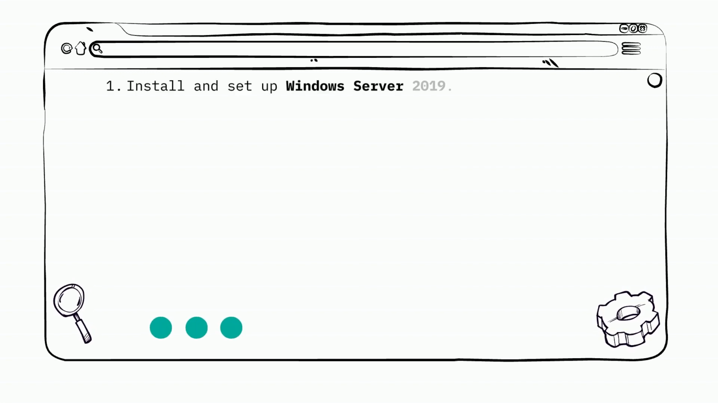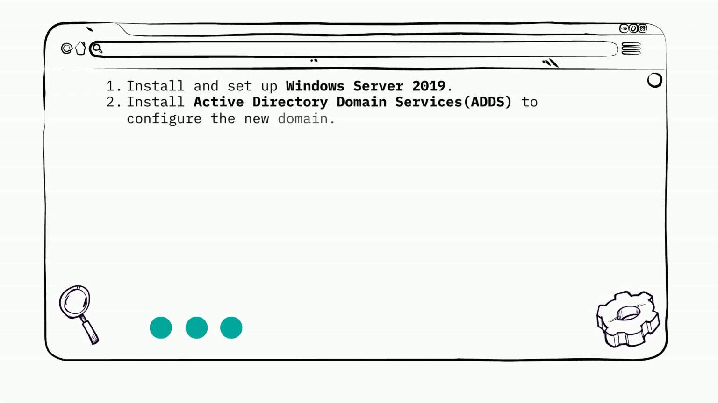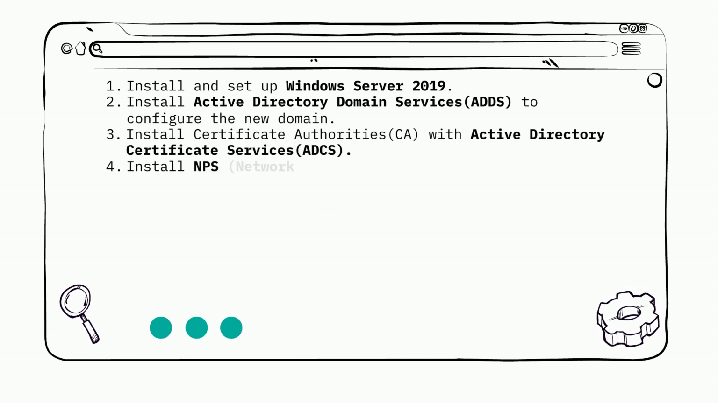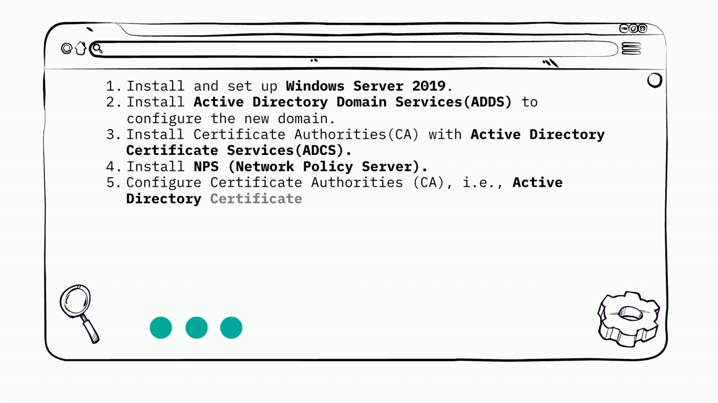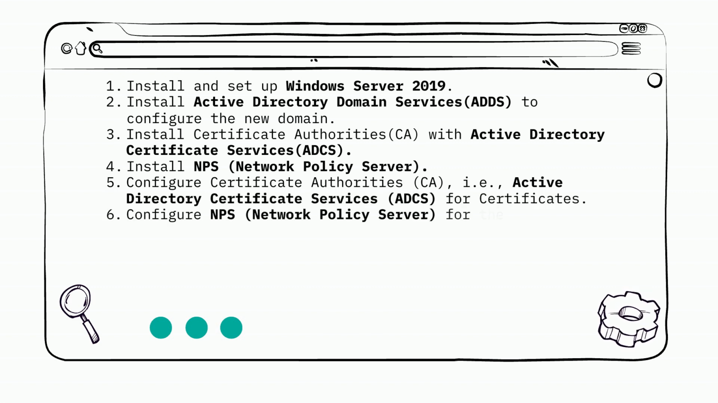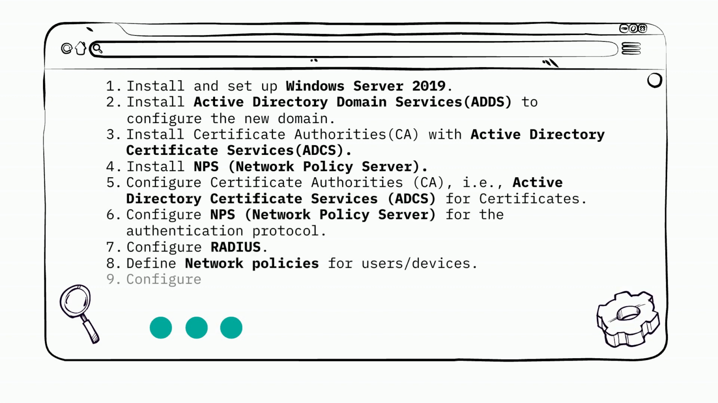Now, how to configure the RADIUS server. First, install and set up Windows Server 2019. Install Active Directory Domain Services to configure the new domain. Install Certificate Authorities with Active Directory Certificate Services and Network Policy Server.